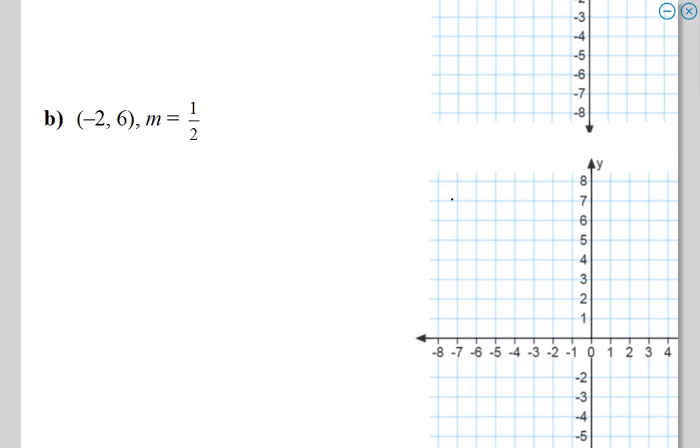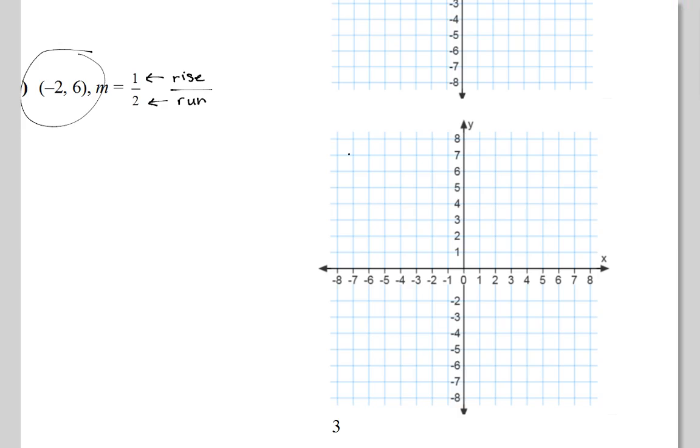Okay, let's try this one. If the 1 is the rise, then the 2 would have to be the run. And where do we start? Negative 2 comma 6. Where is negative 2 comma 6 going to be? The 2 tells you it's to the left, and then the 6 tells you up. So we're up in this quadrant, top left. Remember, the first coordinate is your left and right. So left is negative, right is positive. And then the second coordinate is up and down, so positive and negative. So 2 to the left and 6 up.